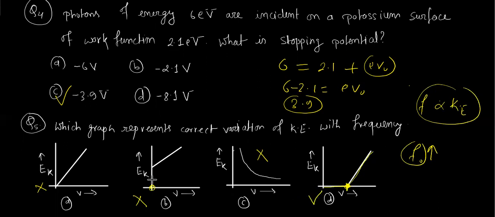Okay, so from question number 5 we are confirmed that option D is our correct option, because we can see here that up to this point, suppose this is A, up to point A there is no kinetic energy. That means point A represents the threshold frequency, and after exceeding this value the kinetic energy gradually increases with the increase of frequency. That's why the correct representation of the variation of kinetic energy with the frequency is graph D.